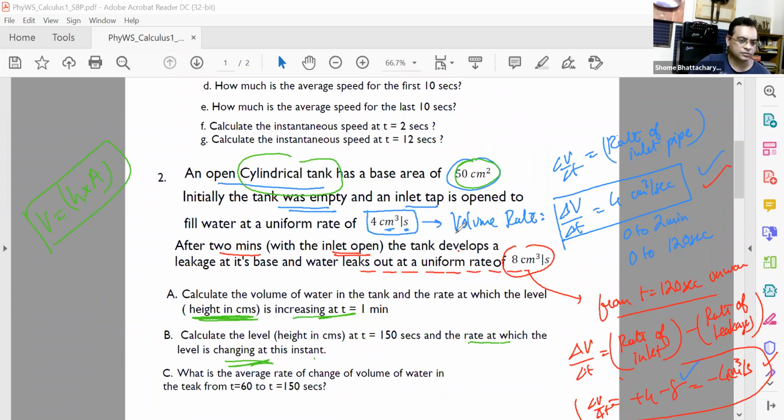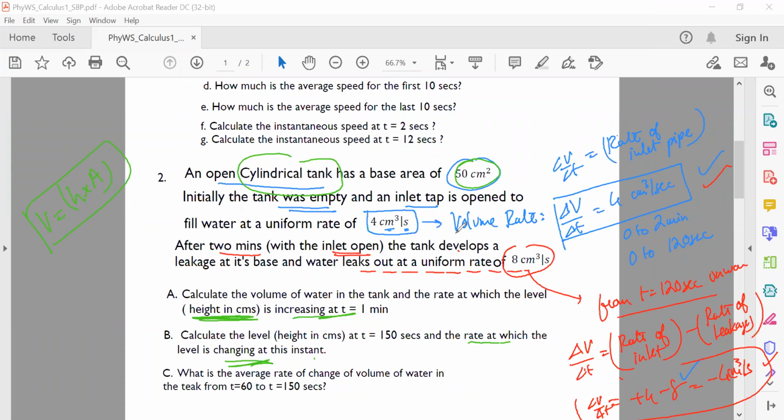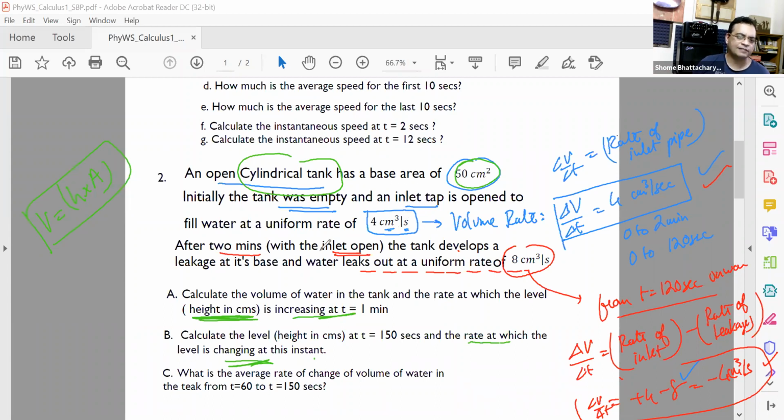This point is clear now? Yes, sir. Suppose the inlet tap was not letting water in at a uniform rate, but the rate at which volume is coming was changing with respect to time. Sometimes more water is coming, sometimes less. Then the question would not have been so simple. Then we would have had to use differentiation and all that. But at this stage, we had not learned differentiation, so I gave you a simple question which has to do with uniform rate of change. For uniform rate of change, the best way to analyze it is to think in terms of a graph. So I'll discuss a little further about this question.